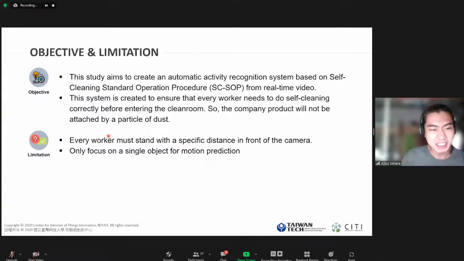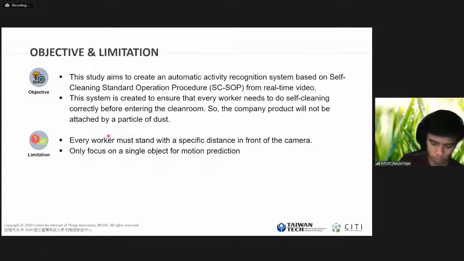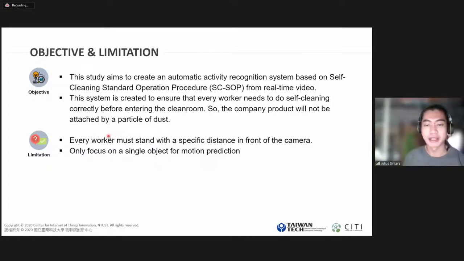And the limitation here is every worker must stand with a specific distance in front of the camera and only focus on a single object for motion prediction. But we also want to further improve this limitation so we can have a much more reliable model that works in different kinds of environments and can also detect many of the workers at once. So it will be ineffective if you only do the supervision for one worker, right? And then for the next slide.